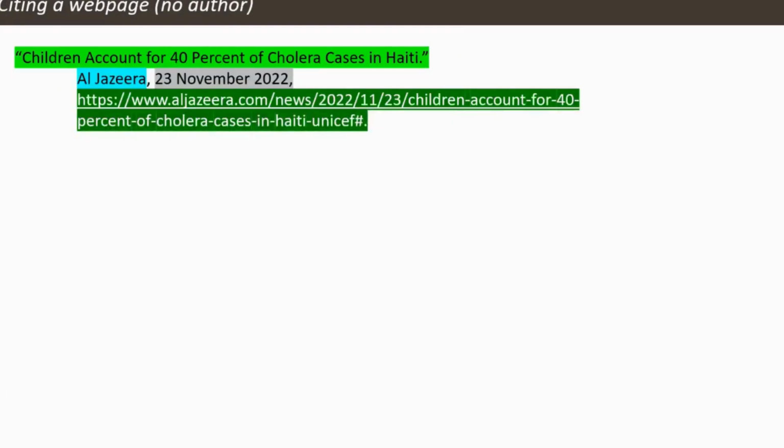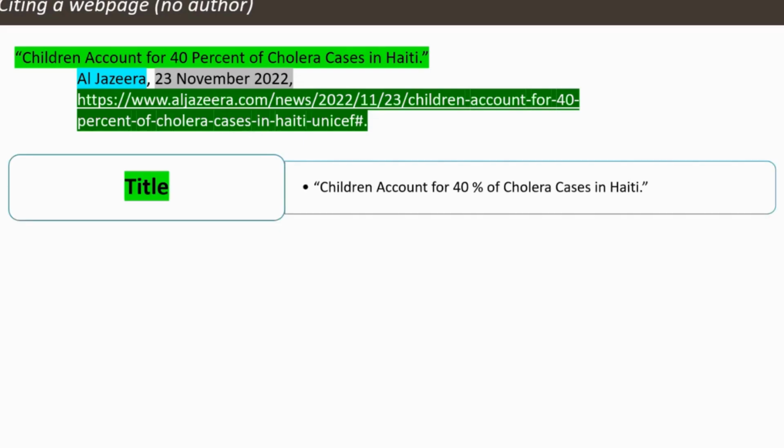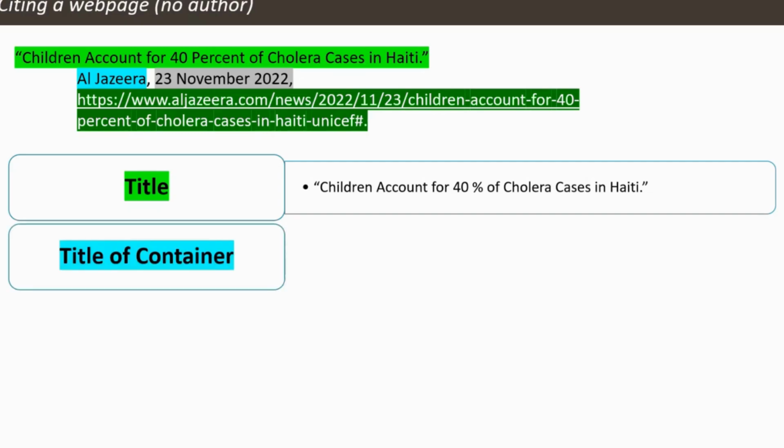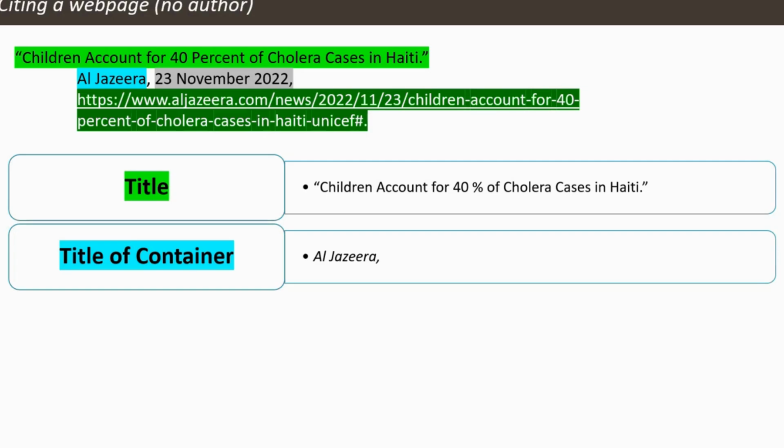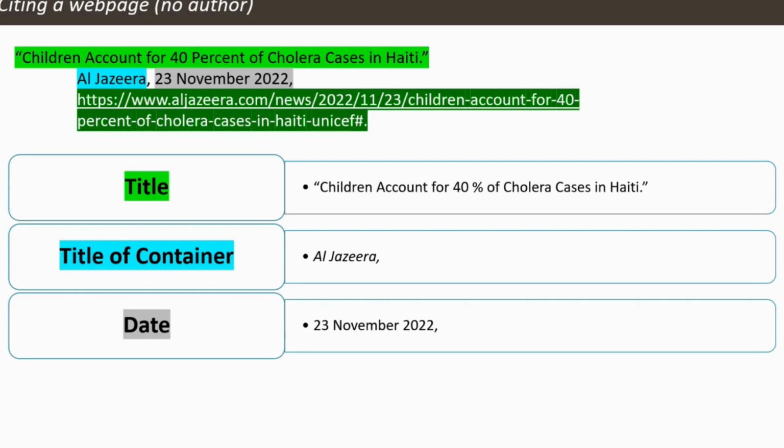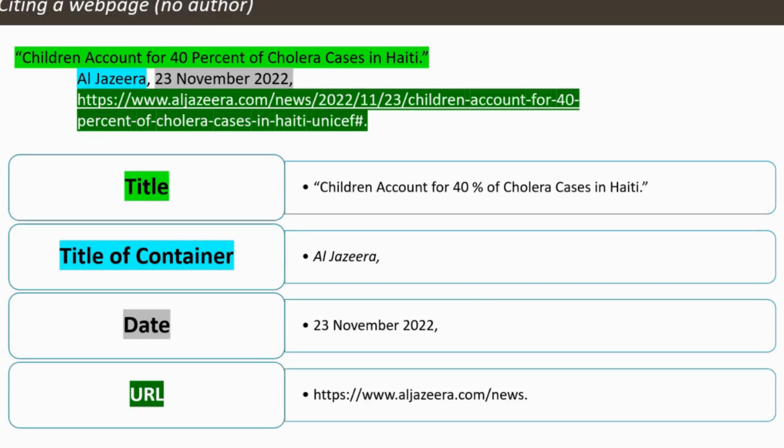And here's an example of a web page without an author. Skip right to the source title. Children account for 40% of cholera cases in Haiti. Follow it by a period, then give the container information. Al Jazeera, comma. 23rd November 2022, comma. URL. Imagine this one was more than 3 lines long. I shortened it, period.